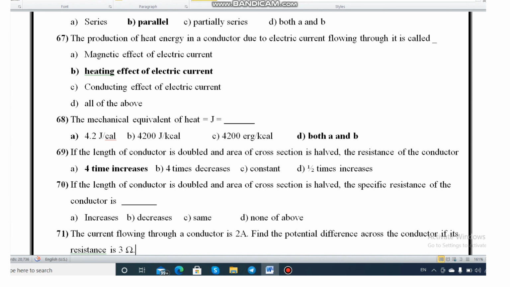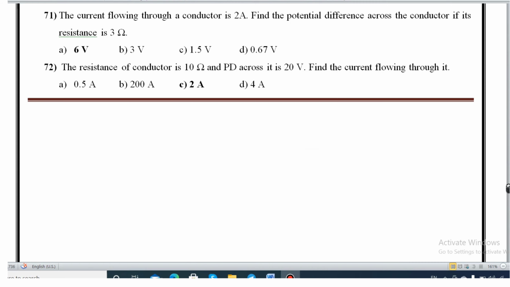If the length of conductor is doubled and area of cross section is halved, the resistance of a conductor increases 4 times. If current flowing through a conductor is 2 ampere, find the potential difference across the conductor, if its resistance is 3 ohm. Answer is 6 volt. This is the potential difference. The resistance of a conductor is 10 ohm and potential difference across it is 20 volt. Find the current flowing through it. It is 2 ampere current flowing through the conductor.